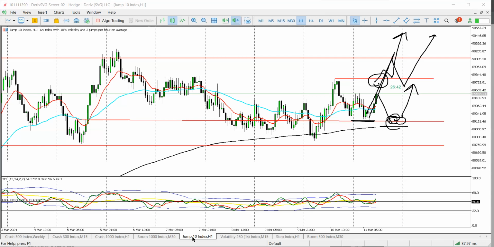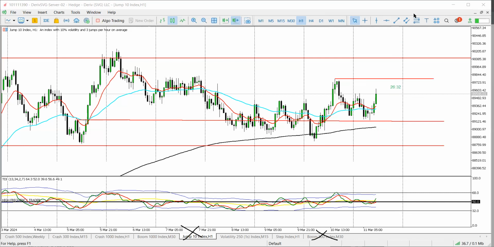But for now, again, I do not have any trade. So for today, J10, I don't have anything. B5, I do not have anything. Going to C5.